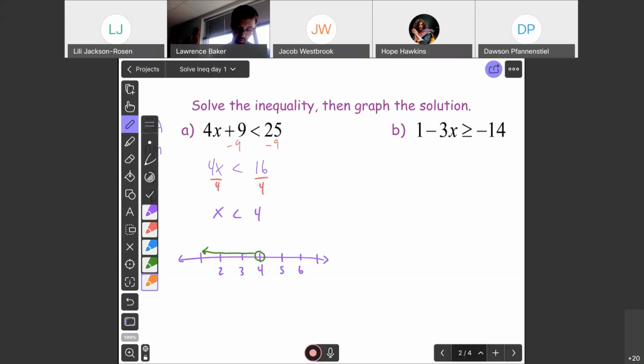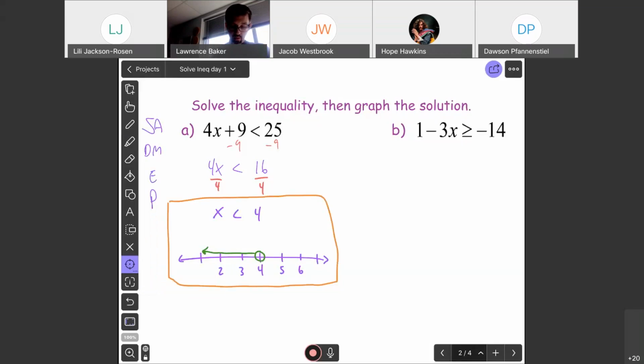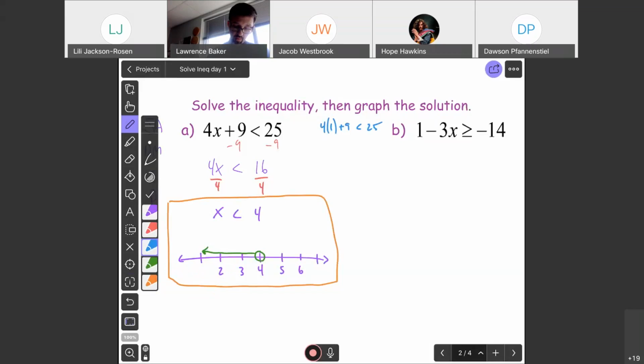I want to talk about what this means real quick, and you guys don't necessarily need to write this part down. You may want to, but that idea of, what does this mean? What are we talking about here? Okay. And so all of these numbers could be answers to this problem. Something that's less than 4, like 1, should be an answer to this problem. So if I go and check 1, 4 times 1 plus 9 is less than 25. So that's 4 plus 9, which is 13, right? Is less than 25. So 1 worked.